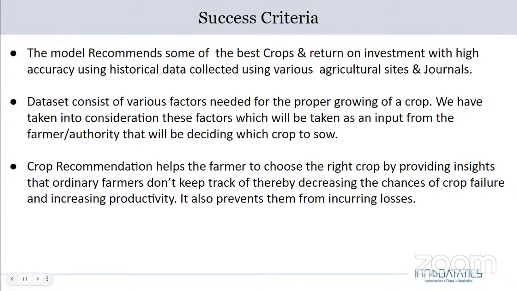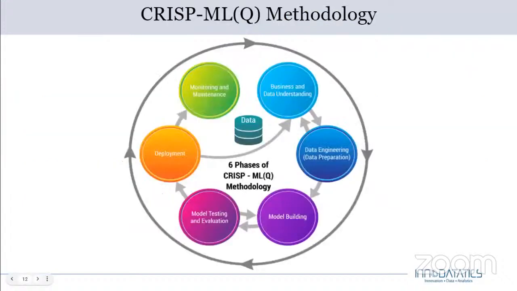Success criteria. The model recommends the best crop with high accuracy, and this helps the farmer choose the right crop at the right time. It decreases the chances of loss and crop failure. Next, my teammate will take it forward. Over to you, Deepak. Thank you, Pallavi.